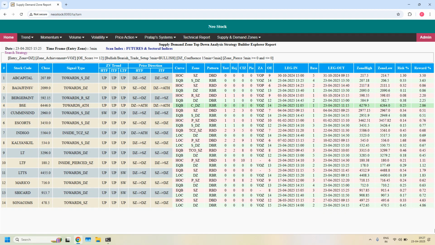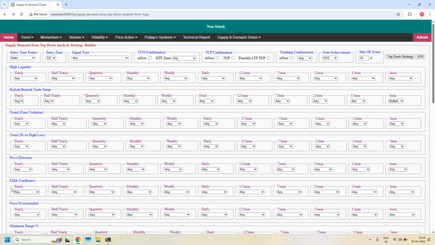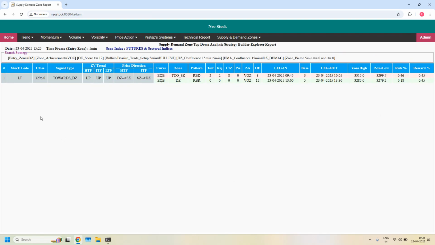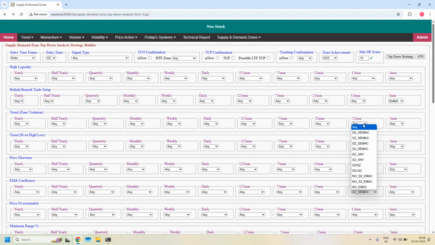So 5 minutes demand zones overlapped with 15 minutes demand zone. Let's check if any 15 minutes demand zones are having daily EMA Confluence. So one stock is filtered. This demand zone might have a higher probability of success. Next we look into LTF, ITF, HTF demand zone Confluence supported stocks.